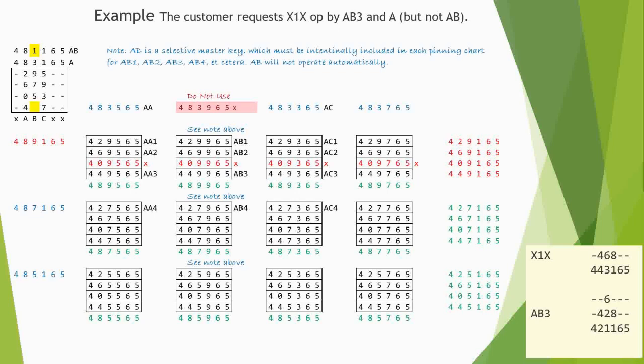Consider the ordinary AB3 lock. It should operate with AB3 and AB and A. If we combine the cylinder to just AB3 and A, this is what we'd get, which is X1X. If we want it to work with AB3, we have to force it to work by putting an extra master pin in the 3rd chamber. Specifically, our pinning chart must allow for a 1 cut in the 3rd position, because that is the unique cut for our AB selective master.